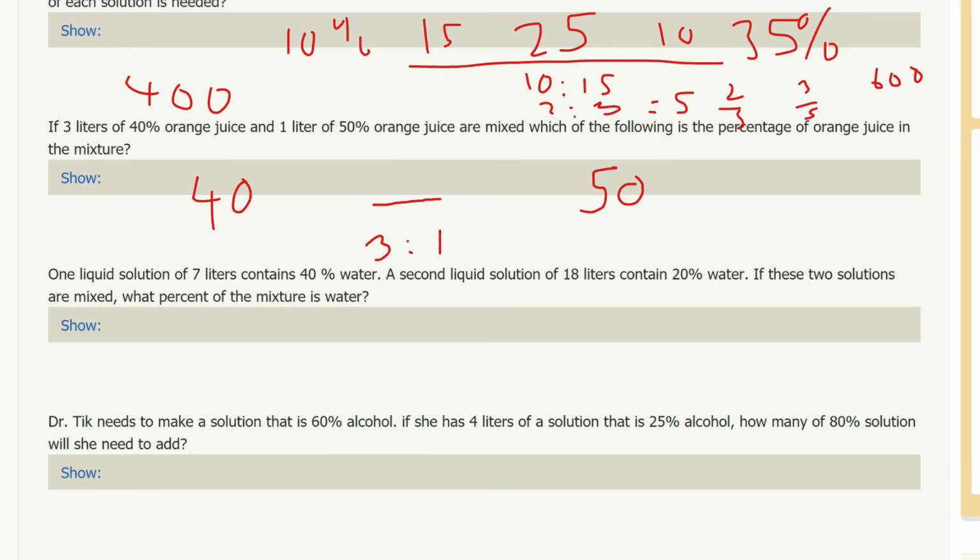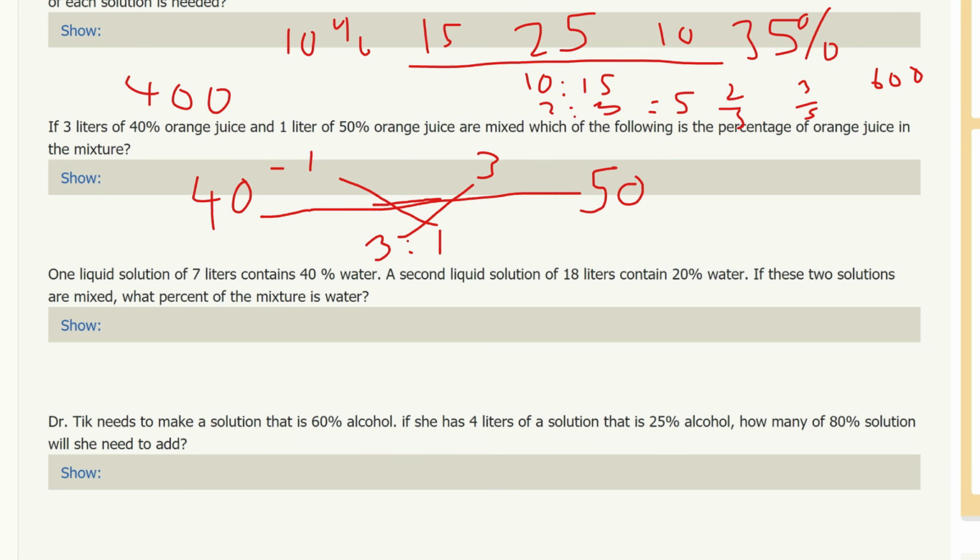What is the overall percentage of orange juice? Can you use our same method but in reverse order to find that middle number? Well, let's draw our number line. We know the ratio is 3 to 1 between the 40% and the 50%. Going backwards, therefore, the gap on the left must be 1 and the gap on the right must be 3. This is fun. Now, how do we use that to find the middle number?